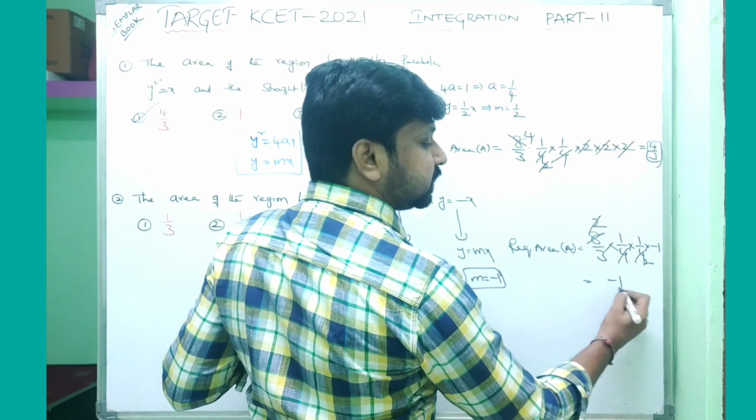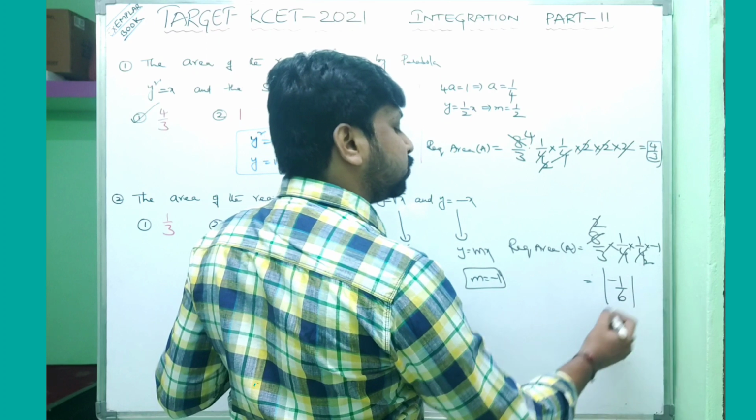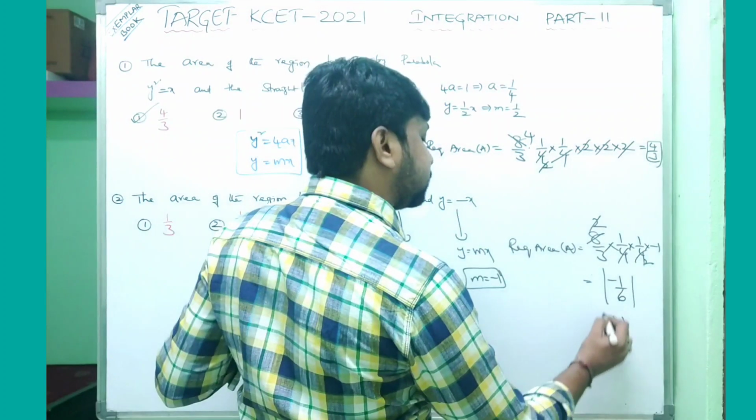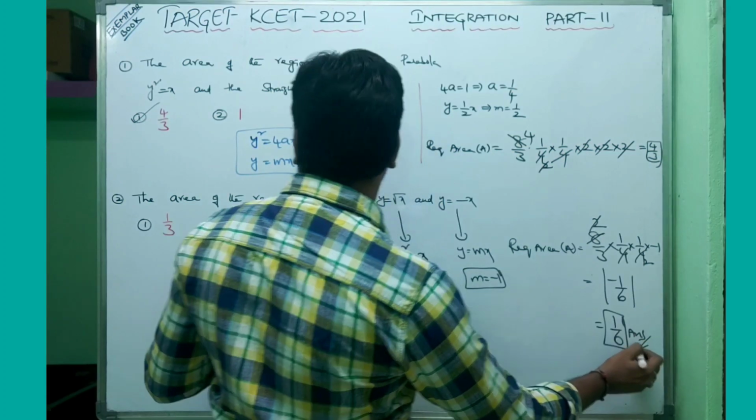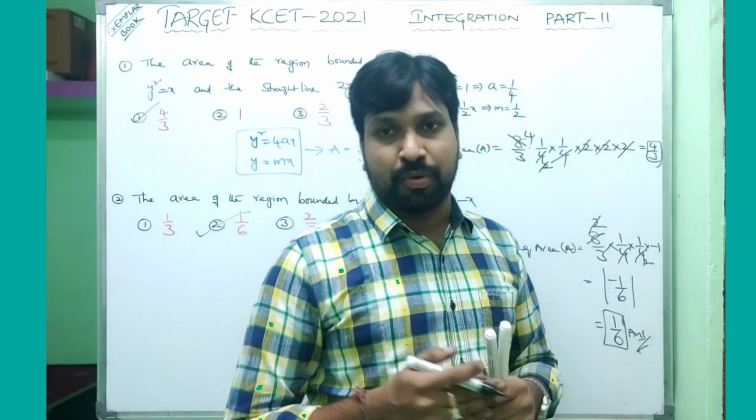So minus 1 by 6, but area can never be considered negative. That's why you need to take the modulus, and hence 1 by 6 is your answer. It's a very good answer, friends. This kind of model is one of the most important models.